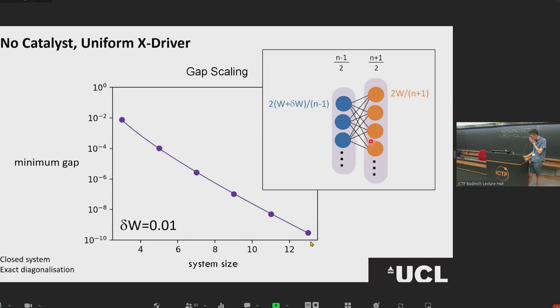And as we scale this to a larger system size, we plot here the minimum gap between the ground state and the first excited state as a function of system size, and we have an exponential suppression of the gap, so this is a nasty-looking problem as we scale up to bigger sizes.